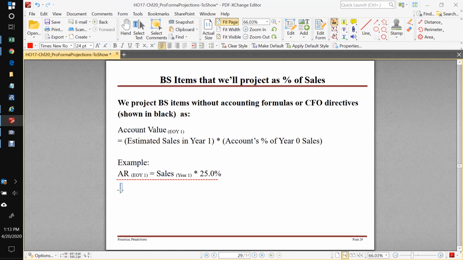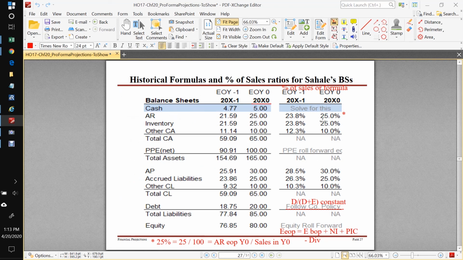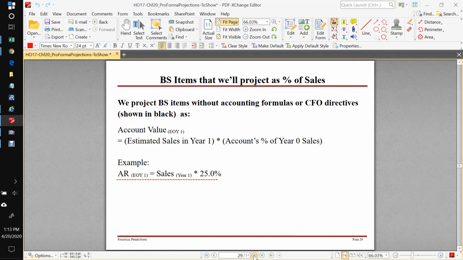So going forward, the accounts receivable at end of year one will be our estimated sales in year one times 25%. And again, where did we get that 25% from? We got it right here. Accounts receivable was 25% of sales in the most recent year, and we're assuming it's going to be 25% of sales in the next year, year one, that we're projecting for.